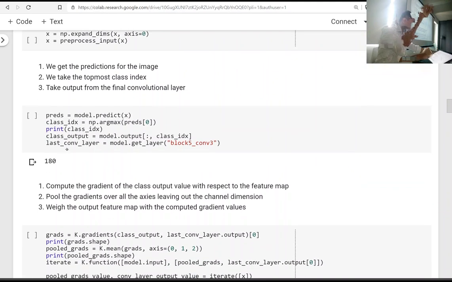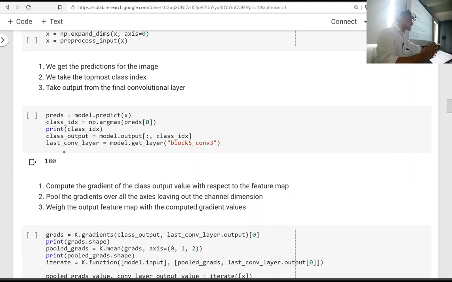What are we going to do now? We are going to look at this: class output equal to model.output colon class IDX. What is class IDX? It's 180. We are asking it to give me the class output. Basically, give me the whole channels. Give me all the channels of this particular class 180. Right?